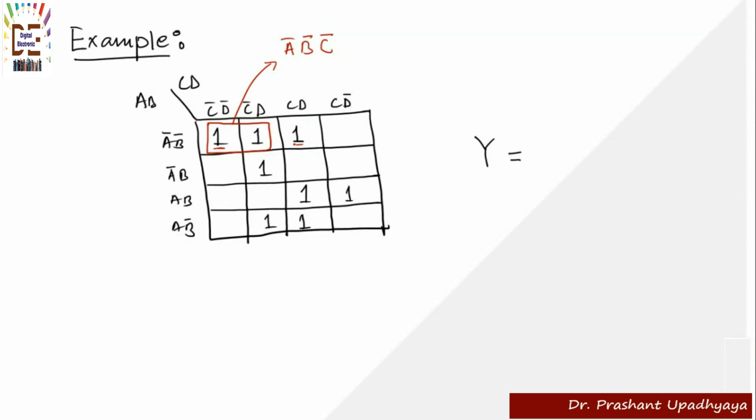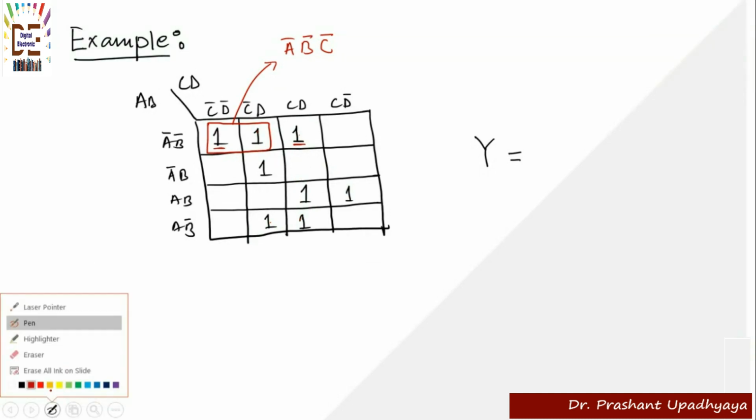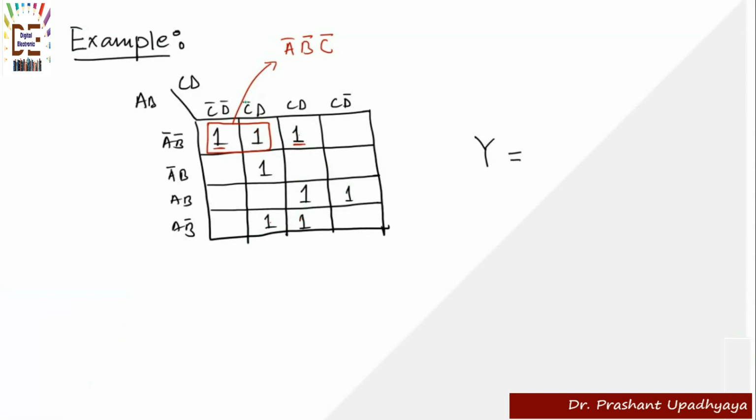If I take this one, can I combine this one with this one, and this one with this one and this one? Can I have a grouping of 4 here? So I can have a possible grouping of 4. Can you see? Everybody got this? What answer will you get? In these two blocks, which one is common? B bar is common. And here what is common? D. So I will have B bar D.